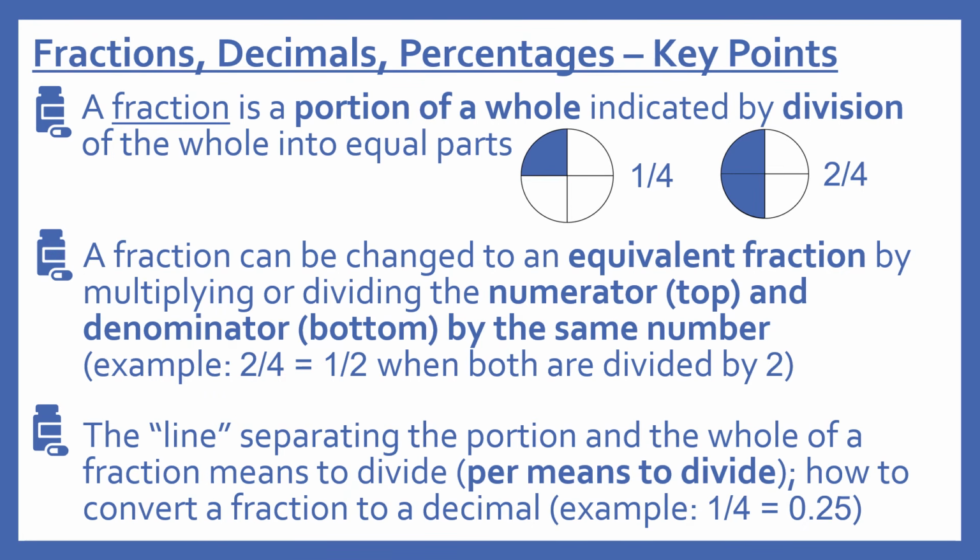A fraction can be changed to an equivalent fraction by multiplying or dividing the numerator, remember that's the top number, and the denominator, which is the bottom number, by the same number. So for example, 2/4 equals 1/2 when both are divided by 2. And the line separating the portion and the whole of a fraction means to divide. Remember, per means to divide. And this is how to convert a fraction to a decimal. For example, 1/4, that's 1 divided by 4, equals 0.25.